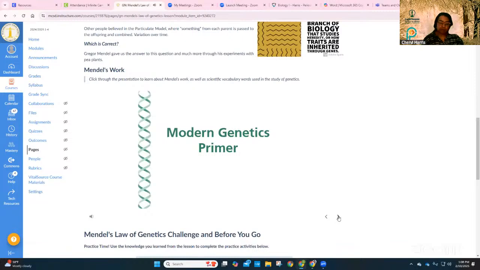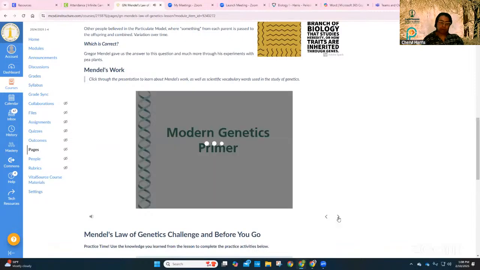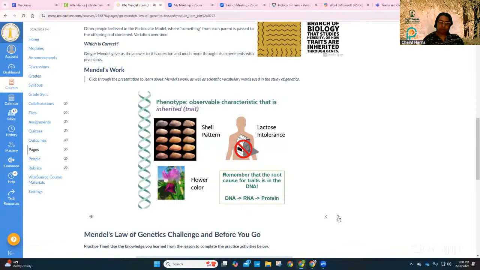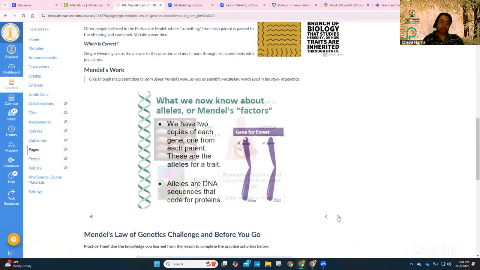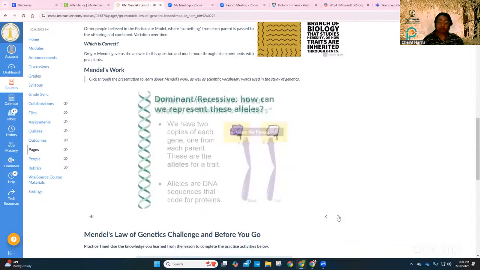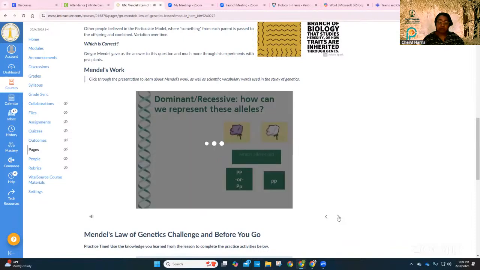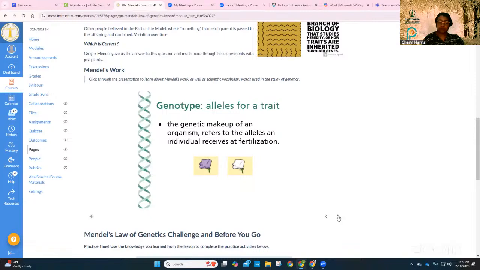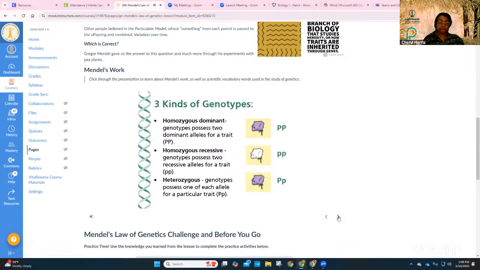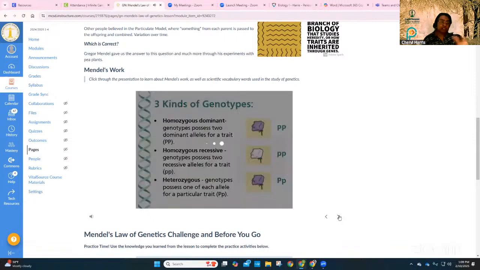Modern Genetics Primer. So you go through this one again. A phenotype, the genotype is. We now know that Mendel's factors, but the three laws are the ones you need. And then just look at this section here.